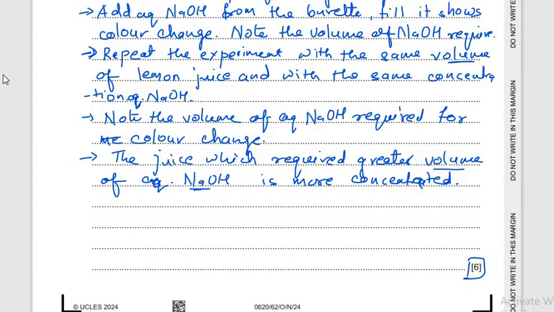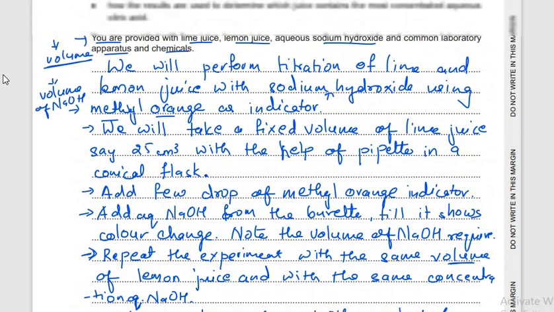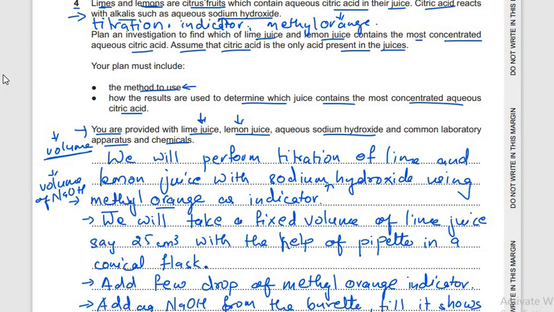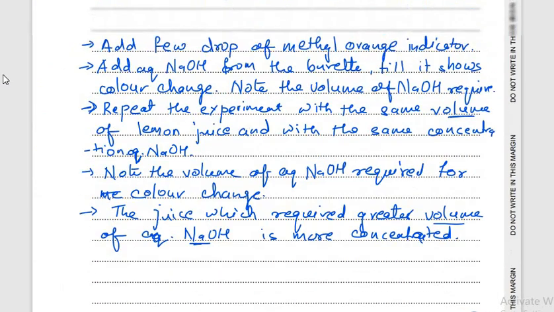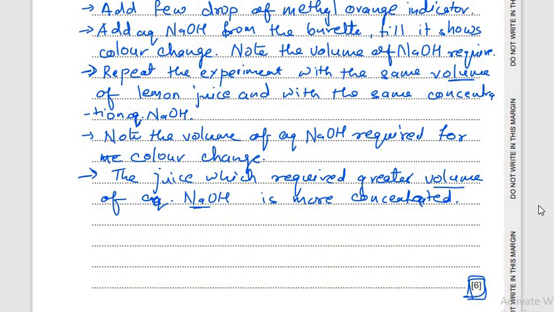So this is how you're going to describe the whole experiment for the 6 marks, and this is each and every step which we have described here, whichever is asked in the question, because it's written that the method used is to be explained and also how the results are used to determine which juice is more concentrated. So again, in the last step we have mentioned how we are going to conclude from it. So here also our last question 6 ends here.